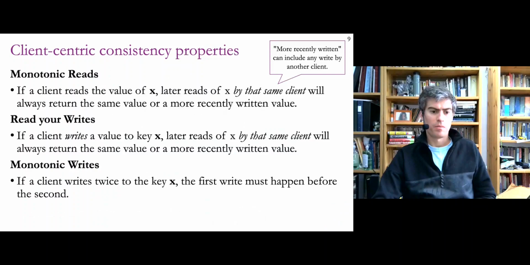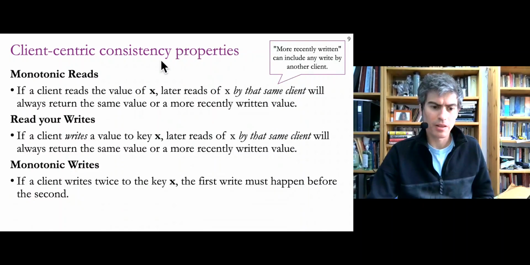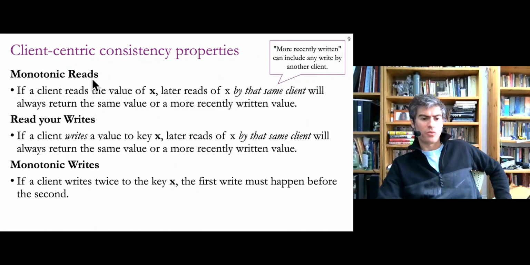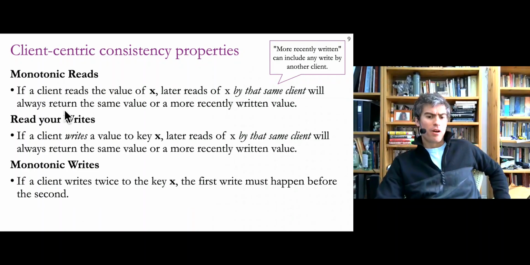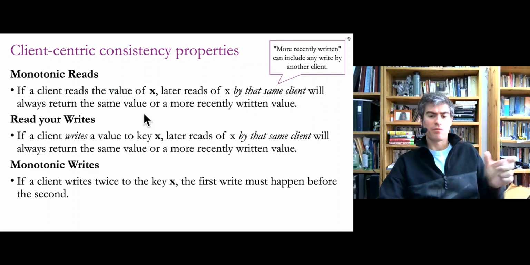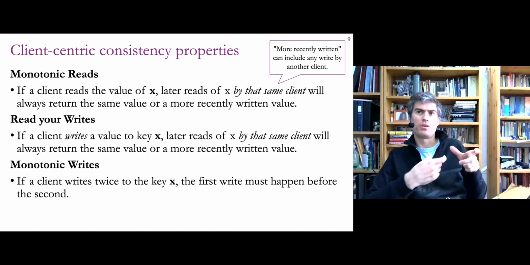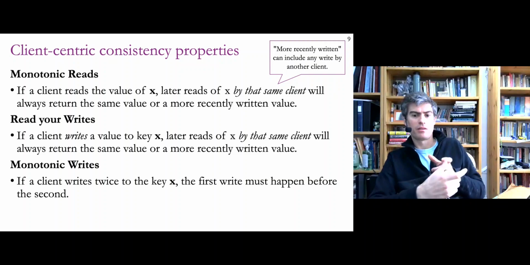All right, so the properties that I have for you are some pretty simple ones related to reads and writes done by that client. So monotonic reads, we'll take these one at a time. Monotonic reads means that if a client reads x and later the same client reads x again, it should always get the same value or a more recently written value. So it should never get an older value the second time it does a read compared to the first time it did a read. Okay?